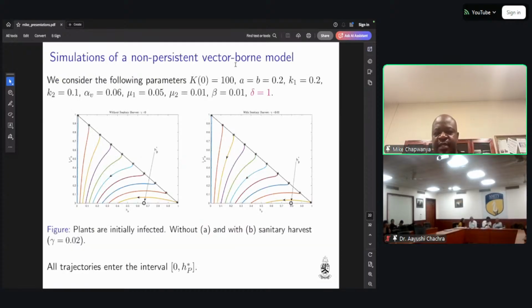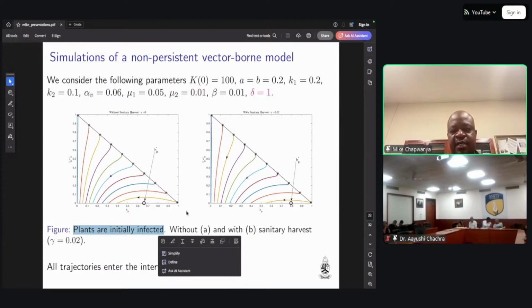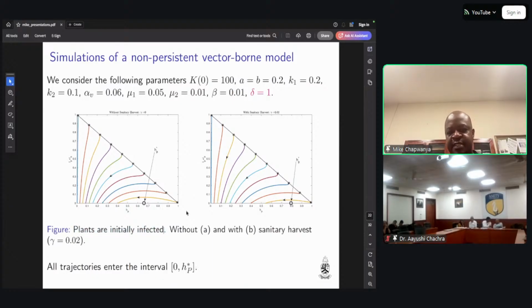So some of the simulations that one can do is just to check if I start with a particular number of plants, and in this case, we're saying it's a non-persistent setup, and all plants are initially infected. Now, what I want to see is at the end of the season, the harvesting period, how much of the plant do I get?